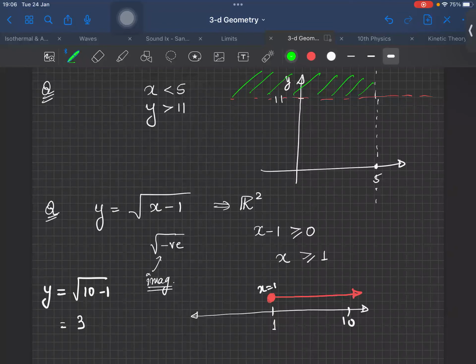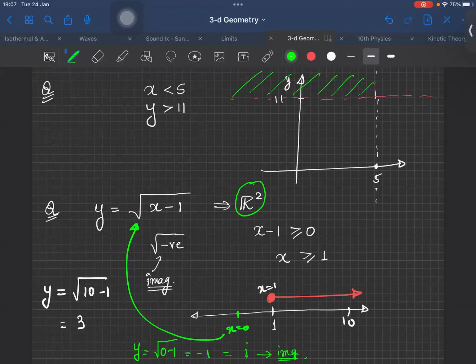So if you want to check your answer, let's put x is equal to 0. If you substitute x is equal to 0 here, what are we going to get? So y will be equal to square root of 0 minus 1, which is square root of negative 1, which we define as iota, which is imaginary, right? And we are defining only for real valued functions. So that's the meaning of greater than or equal to, or lesser than or equal to. Similarly, we are going to use all these four symbols.